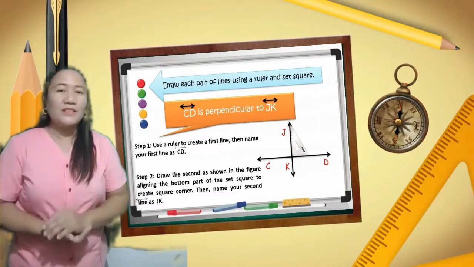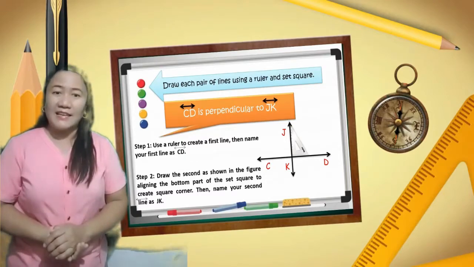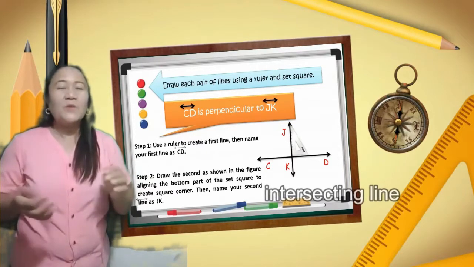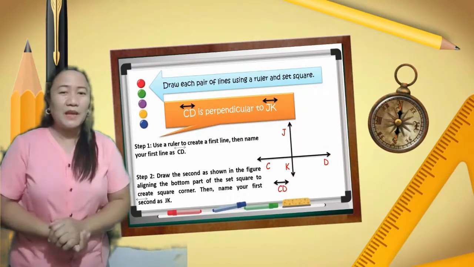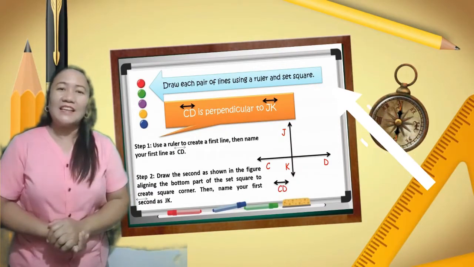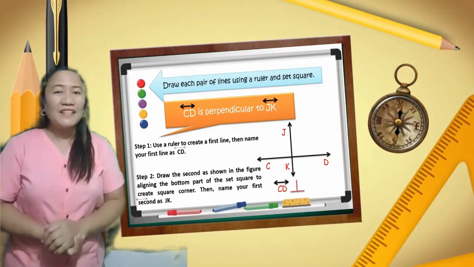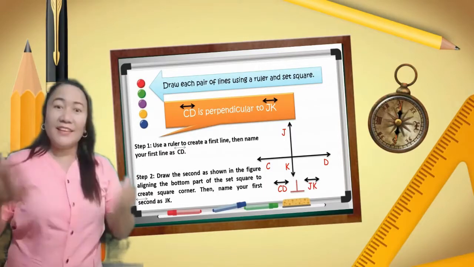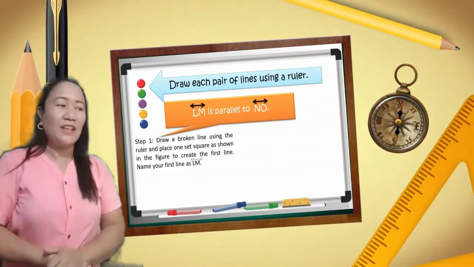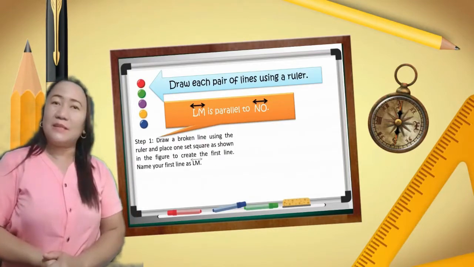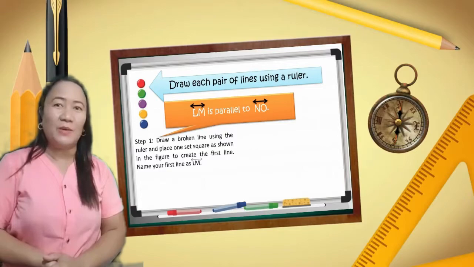Then name your second line as line JK. Great! We have now successfully drawn a perpendicular lines. So we can say that line CD is perpendicular to line JK. Then lastly, let us try to draw line LM is parallel to line NO.